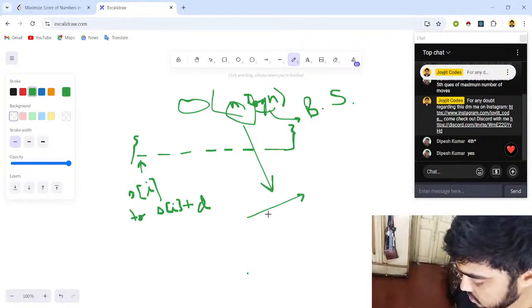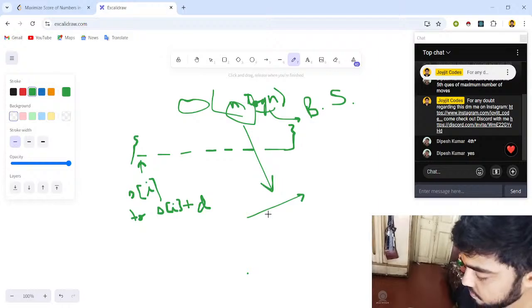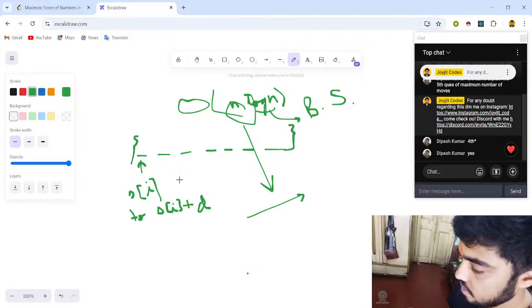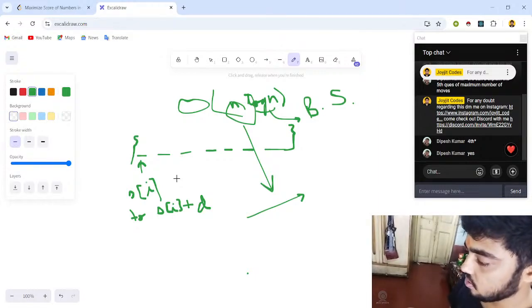Guys, if I am lagging by any chance, just let me know. I'll explain. If I'm lagging, you'll just write in the live chat, okay? Because I'm focusing much on the video, so I won't be able to tell whether I'm lagging or not.